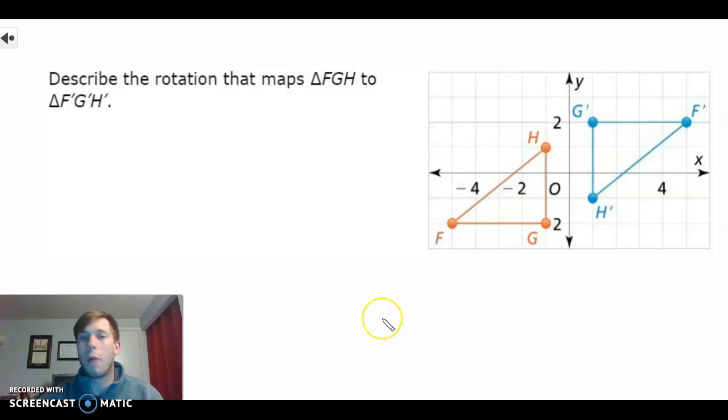Okay? I want you guys on your own, see if you can figure out and describe what the rotation is here that maps triangle FGH to triangle F prime, G prime, H prime. Take a moment and do that now.